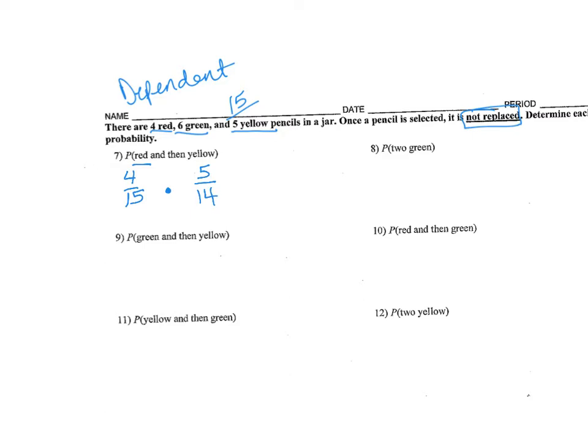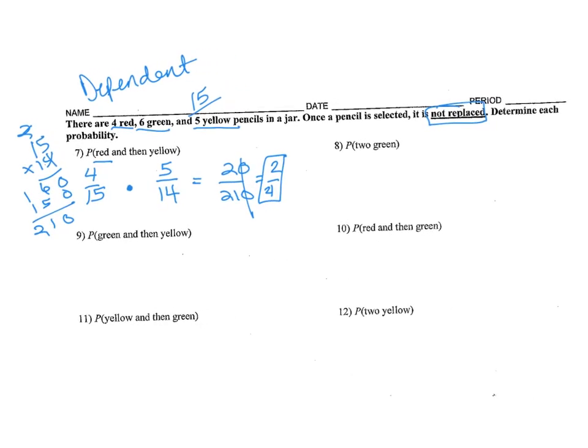So we need to multiply these two. 20 over 15 times 14, work it out. Do not do it in your head. It's 210. Good. And we can kick off those zeros at the end. So 2 over 21, and that's as small as we can go. That's really smart to do it that way. It saves a lot of time.